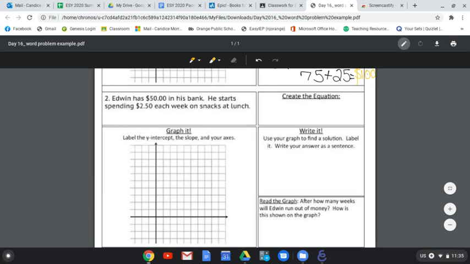Now in this case, he starts off with 50 and he's spending this. So my question is, is his bank account going to go higher? Is he going to get more money, or is he losing money? The answer would be losing because he's spending it. So if he's spending $2.50 a week, his bank account is going to go down. So this is going to be a negative. It is not going to be positive. It's going to be minus.